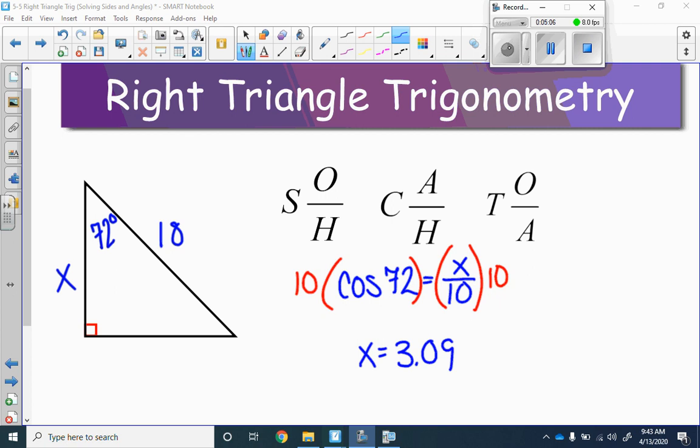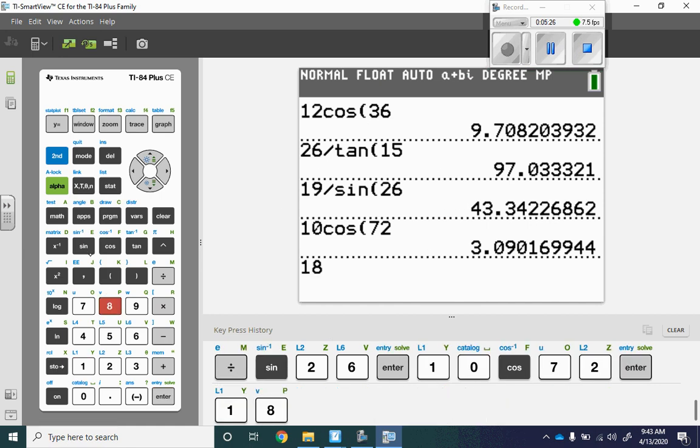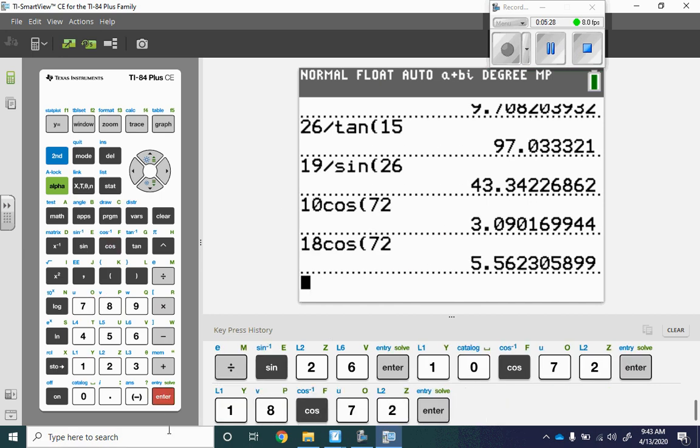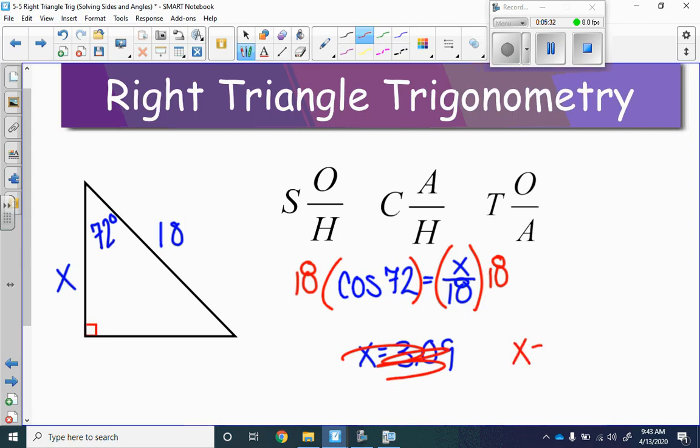Right, so 3.09 using cosine, and I just realized that I did 10 instead of 18. Sorry, 1 second. Let's fix that. I saw that as a 10, so we want to multiply here by 18. Alright, so let's go back. We want to take 18 times the cosine of 72. Sorry about that. So 5.56. Alright, there we go. So that's 18 using that.